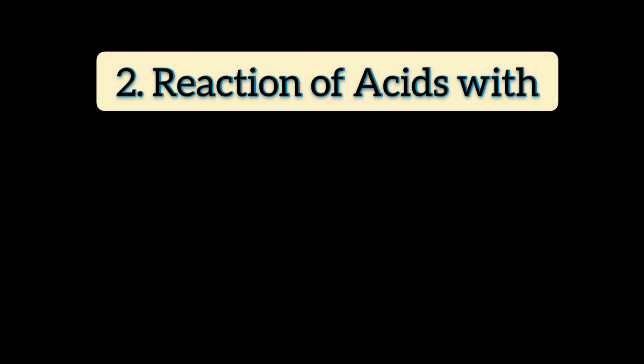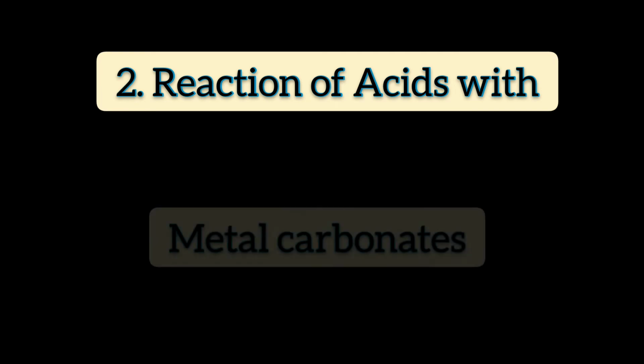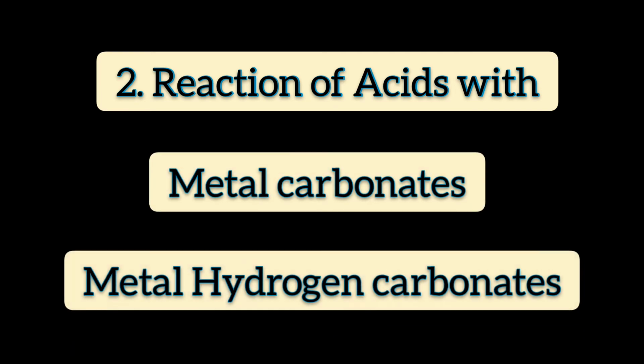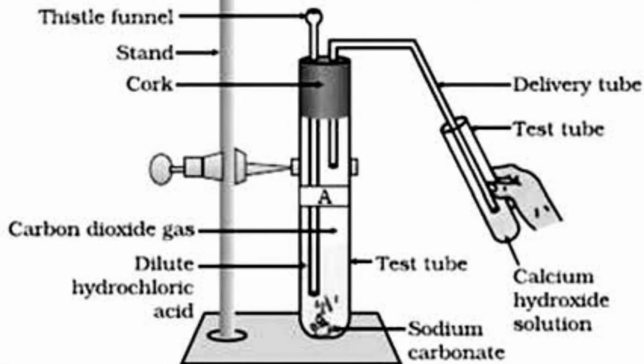Second example is of reaction of acids with metal carbonates and metal hydrogen carbonates. For this, 2 test tubes are taken. 0.5 gram of sodium carbonate is taken in one test tube and 0.5 gram of sodium hydrogen carbonate is taken in the other. Now 2 ml each of HCl, that is hydrochloric acid, is added to both the test tubes. The gas produced in each test tube is passed through lime water, that is calcium hydroxide solution, which turns milky as carbon dioxide is evolved in these two reactions.